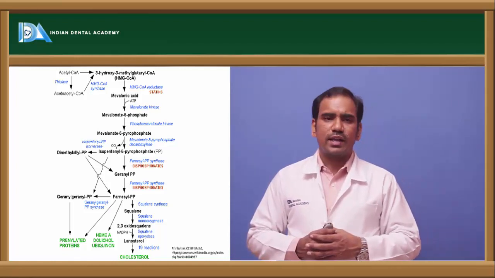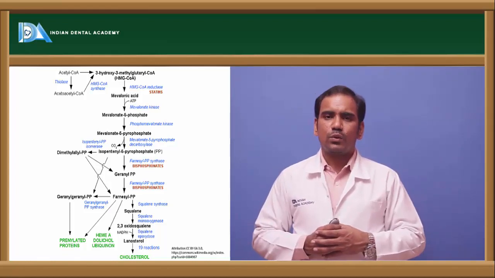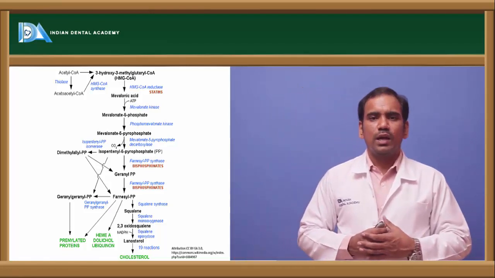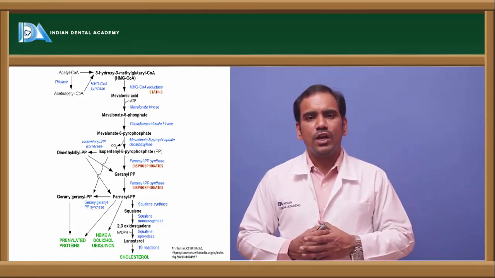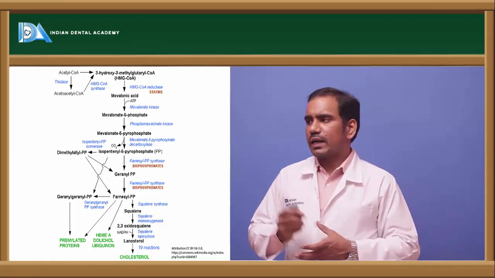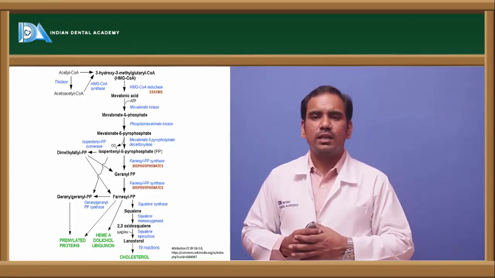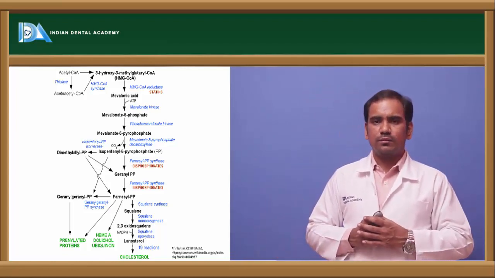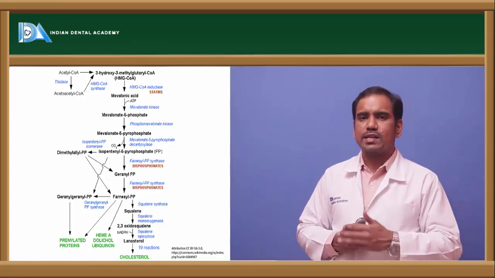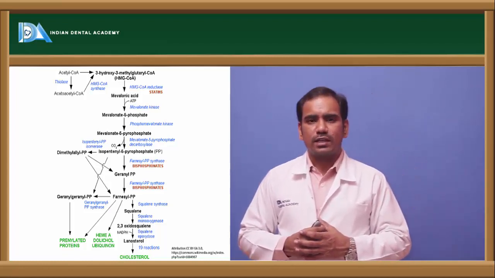Two acetyl-CoAs react to form acetoacetyl-CoA by the action of the enzyme thiolase, and acetoacetyl-CoA in the next reaction, catalyzed by the enzyme HMG-CoA synthase, is converted to HMG-CoA, beta-hydroxy beta-methyl glutaryl-CoA. That HMG-CoA in the next reaction is acted on by the enzyme HMG-CoA reductase. This HMG-CoA reductase is the key enzyme of cholesterol synthesis. So HMG-CoA reductase converts HMG-CoA into a compound called mevalonic acid or mevalonate.